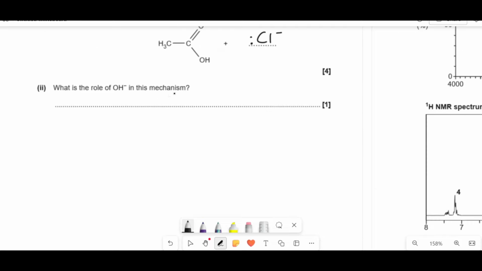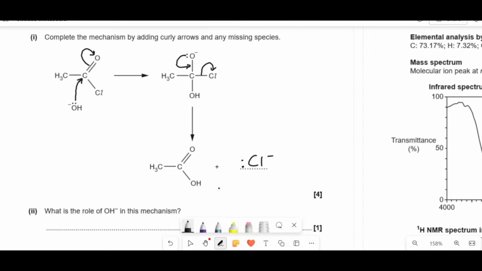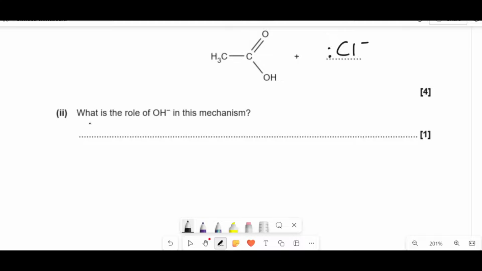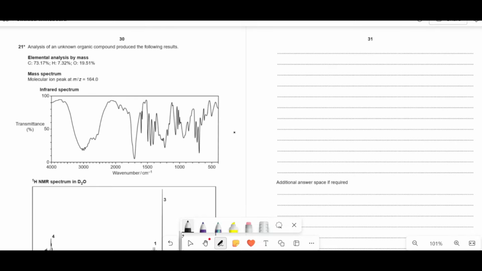So it says, what's the role of the OH minus in this mechanism then? If we have a look at what's going on, this OH minus is giving an electron pair to this electron deficient carbon. It is attracted to something that is deficient in electrons, it's more positive, and a nucleus is positive. So because it's donating an electron pair, it is a nucleophile. There you go.